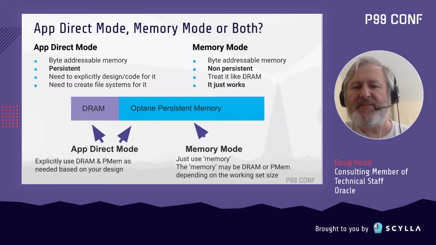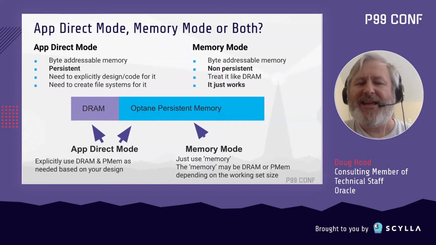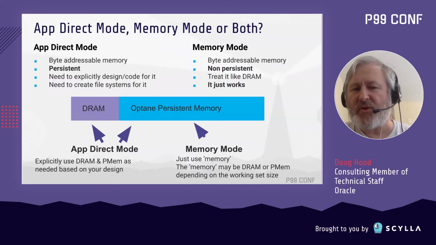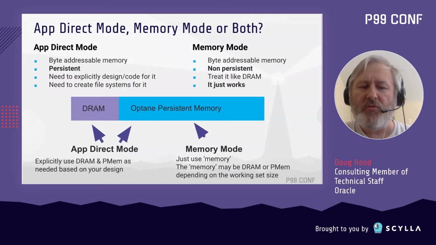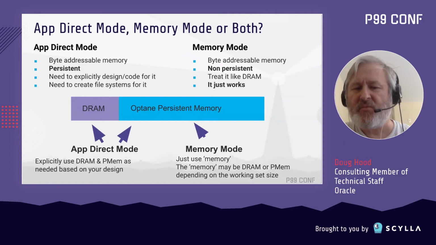A different mode is memory mode. In this mode, you don't have any control over how memory is accessed. It's just one big blob of memory, and you don't know whether you're accessing DRAM or persistent memory. The advantage of that is it's simple, it just works. You don't need to change your application. You don't need to recompile. You just have to have a machine with persistent memory which is configured correctly. So app direct mode gives you control, but you need to make changes. With memory mode, it just works out of the box.